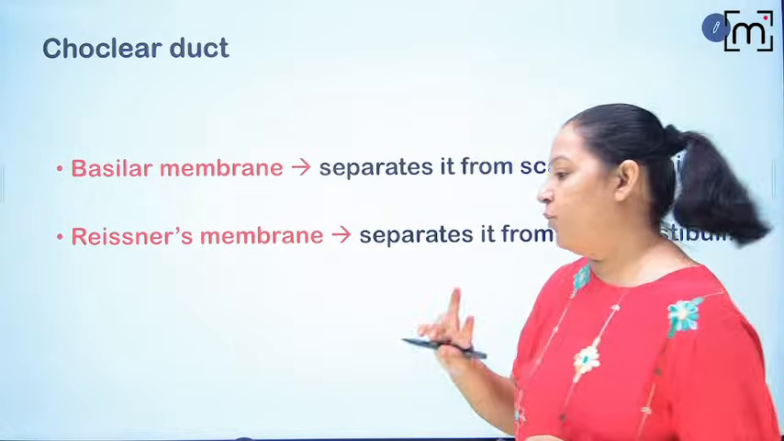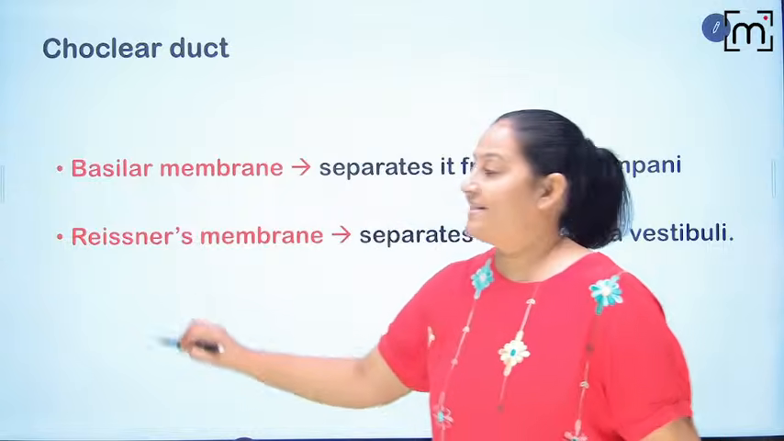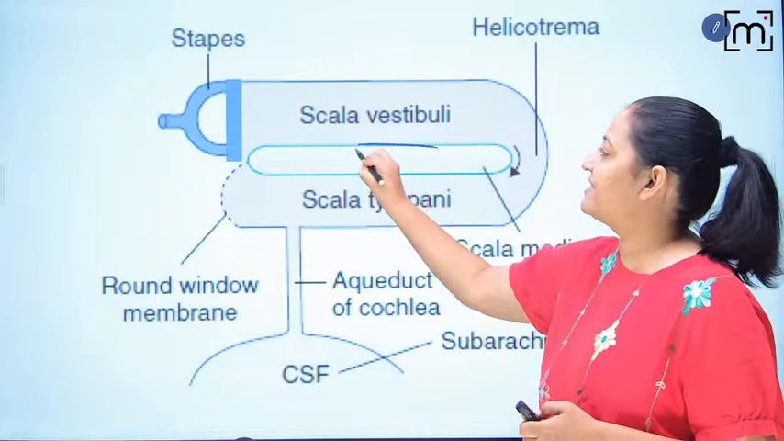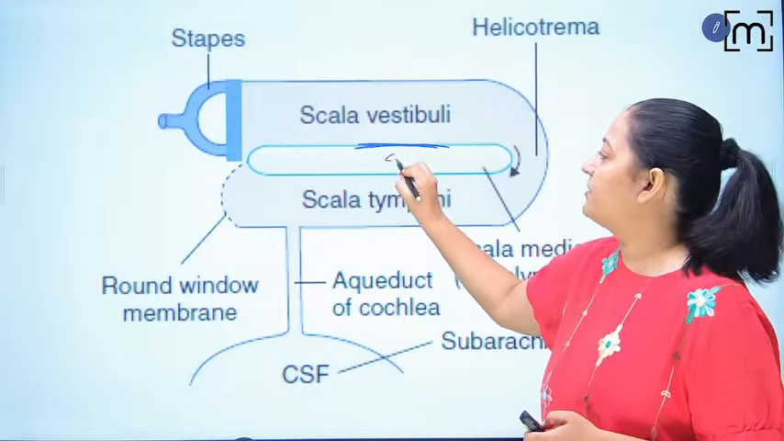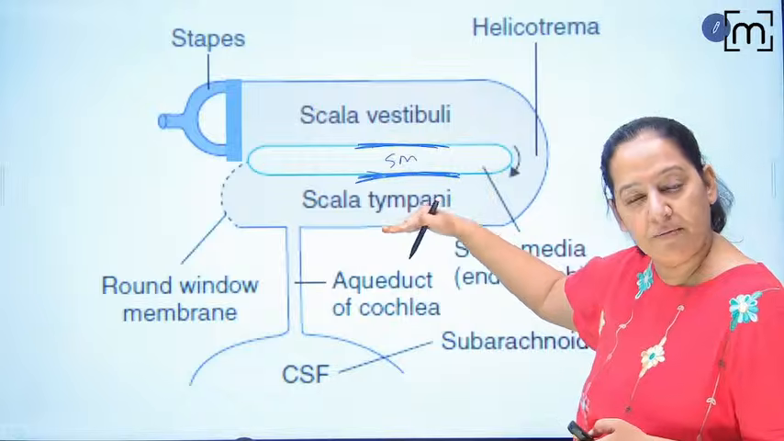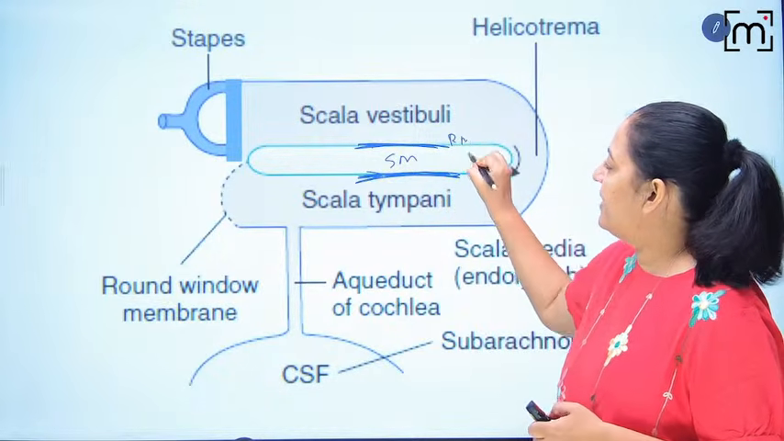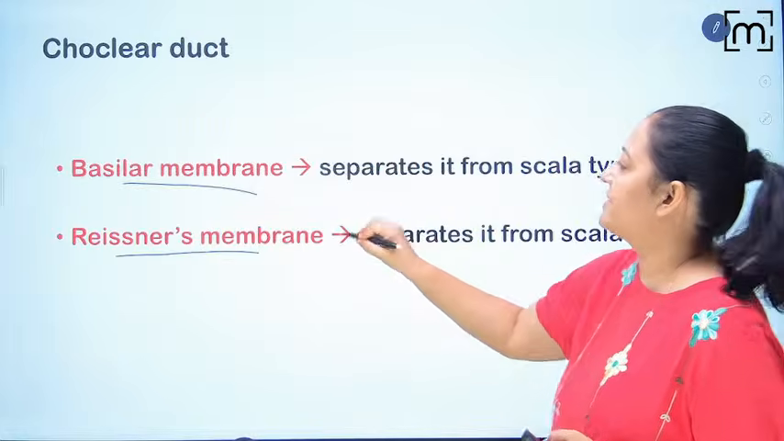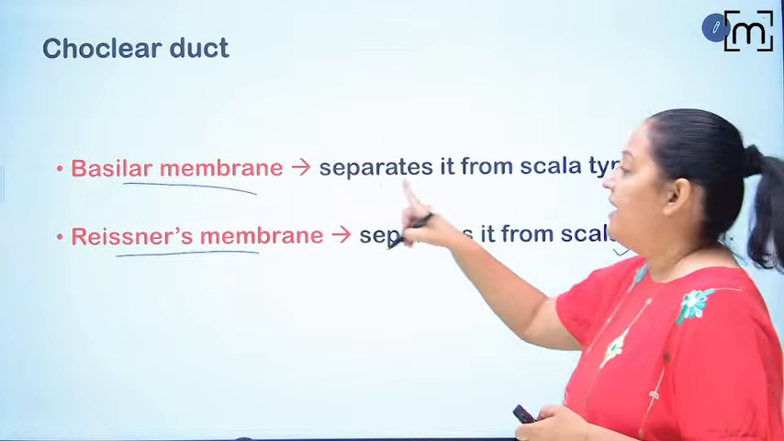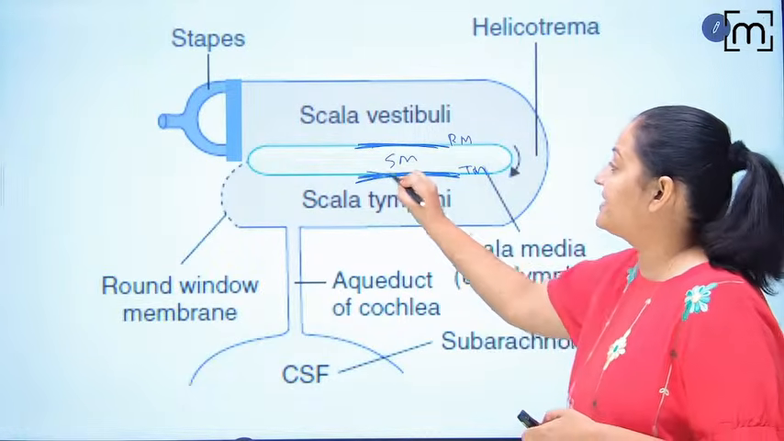I told you regarding the two membranes. What are the two membranes I told you? Basilar membrane and Reissner's membrane. So this one is Reissner's membrane, which is separating vestibuli from the media. And this is the basilar membrane, which is separating media from the scala tympani. Got it? We are interested in the basilar membrane.